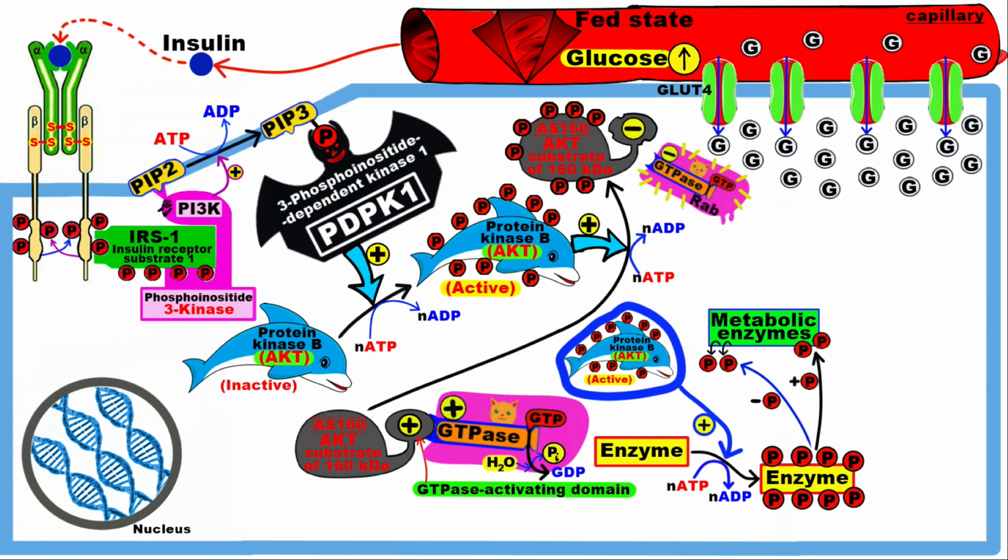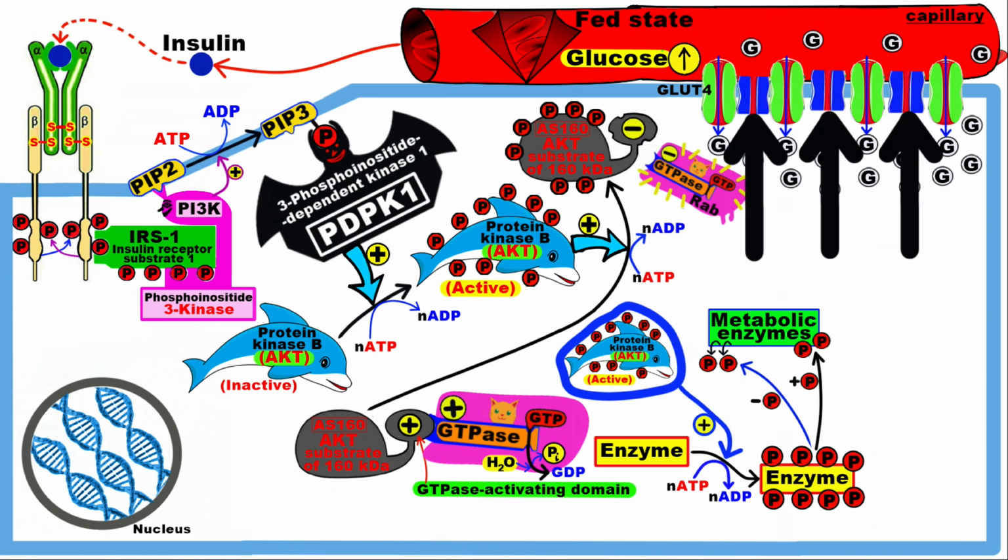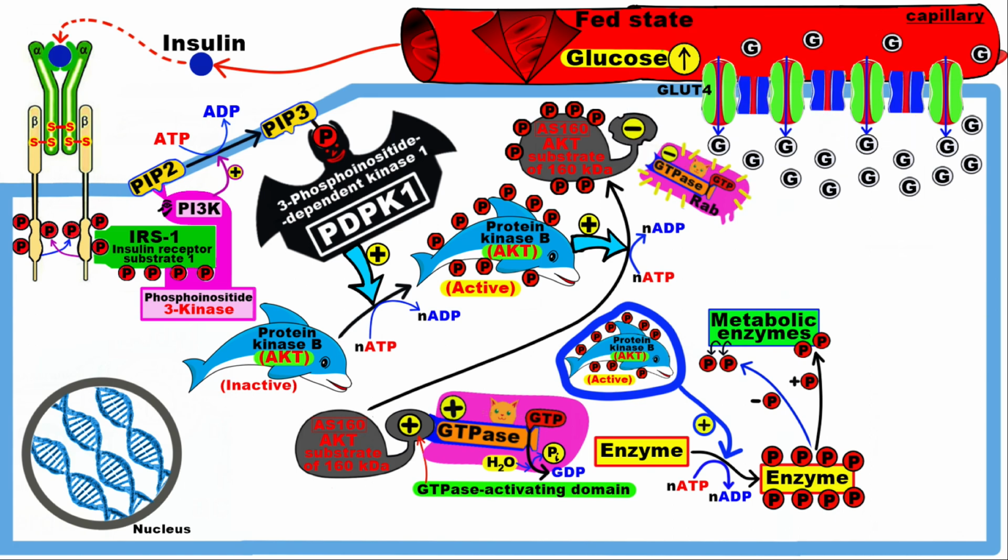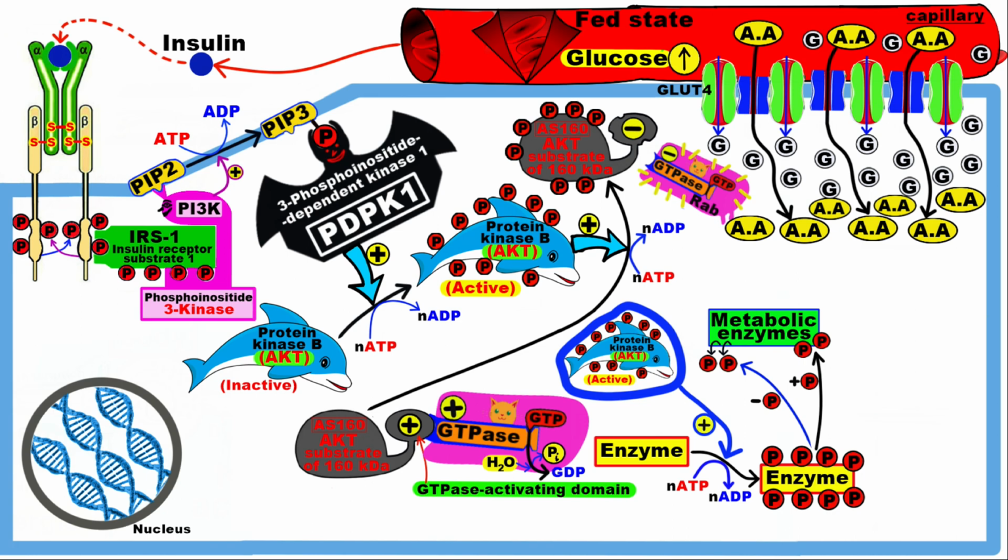Now let's move on to the next function. You already know that insulin can stimulate the translocation of the GLUT4 transporters from an intracellular compartment to the cell surface. It turns out that in the muscles, insulin can also increase the expression of numerous amino acid transporters. And you can see them in the cell membrane. Amino acids will start flowing into the muscle cells. That's how insulin can increase amino acid uptake in the muscle cells.